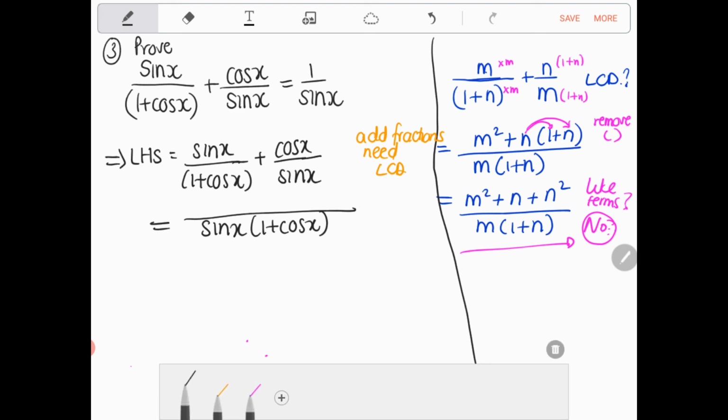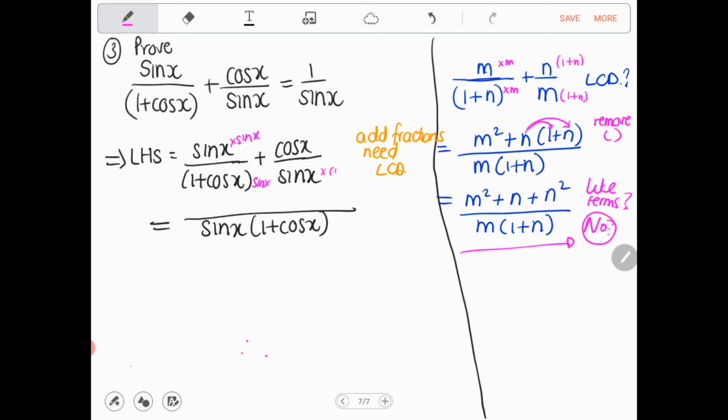Okay, so what am I going to need to multiply by? I'm going to have to times this by sine x. So I've got to multiply this one by sine x, and I'm going to have to times this by 1 plus cos x. So I've got to times this one by 1 plus cos x. So we're going to have sine times sine gives you sine squared x plus cos x times 1 plus cos x.